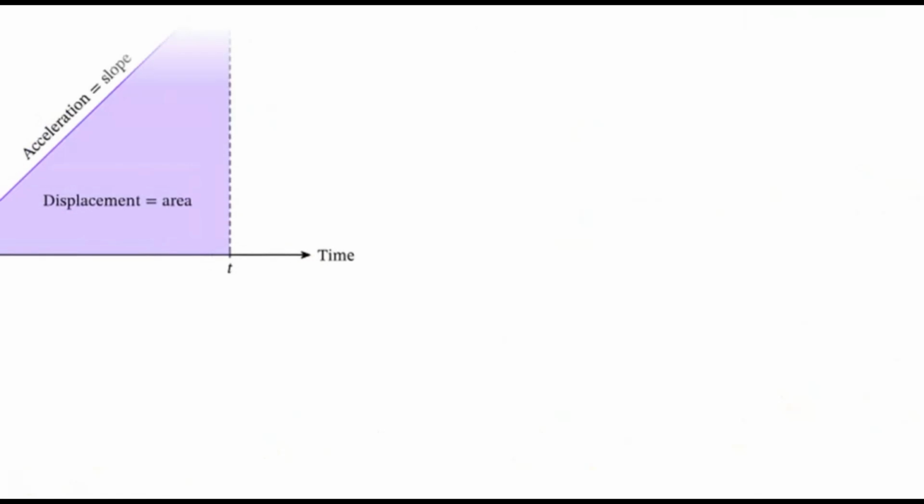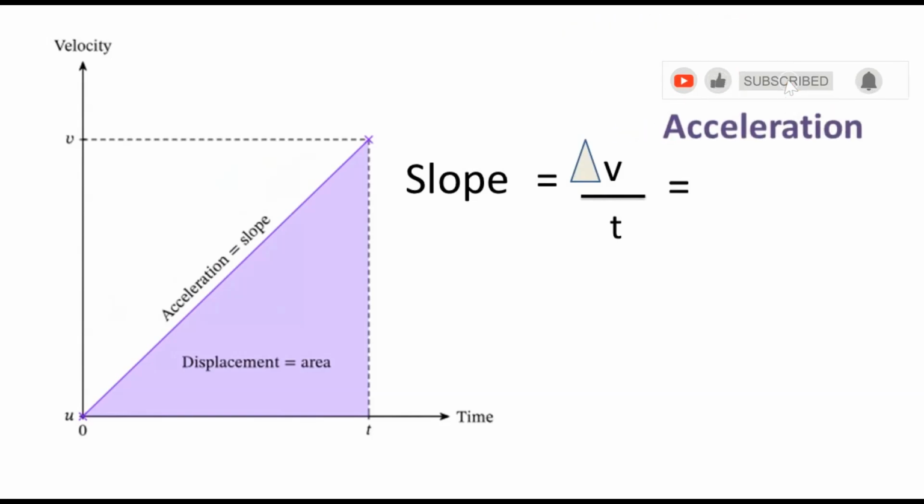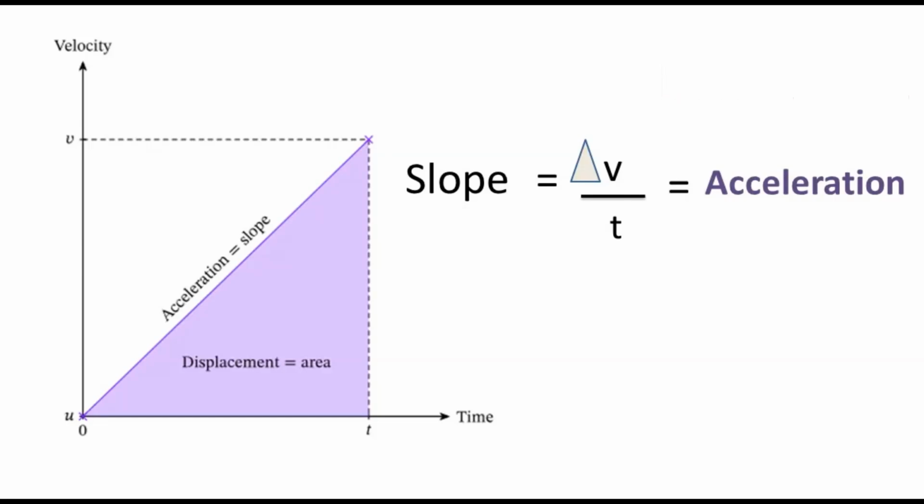So let's plot a graph between velocity and time. The slope of the velocity time graph gives us acceleration, because acceleration is a change in velocity per time t. In order to find the slope of any graph, we have to divide the vertical component of the graph by the horizontal component. In this case, the vertical component is the velocity and the horizontal component is the time. So we can say that the slope of the velocity time graph gives us acceleration.